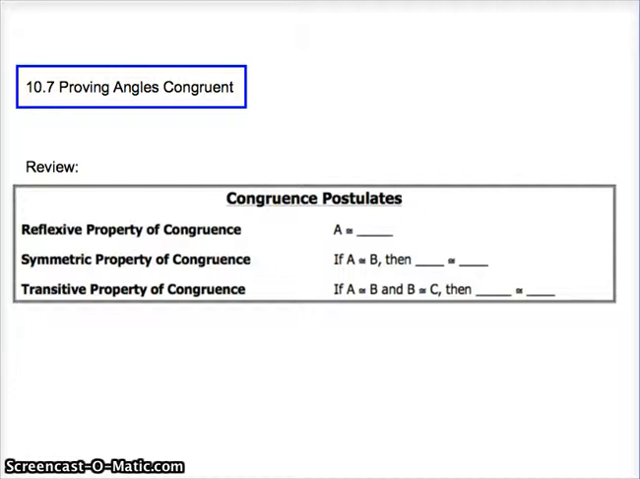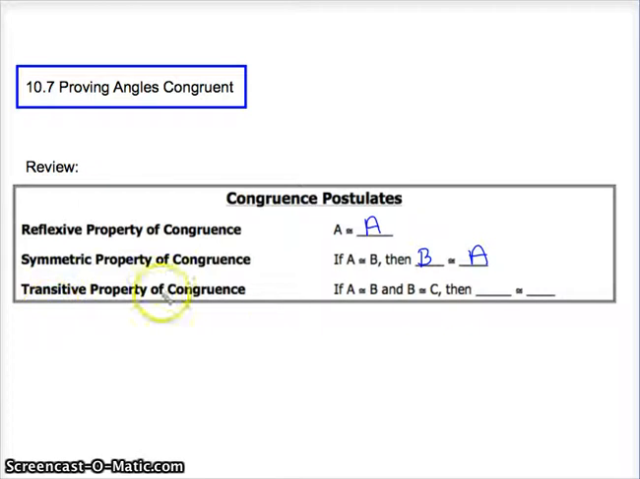So to get us started, let's start reviewing. I want to talk about the reflexive, symmetric, and the transitive property of congruence. To begin with, the reflexive property of congruence states that A is congruent to, wait for it, A. All right? Seems obvious, but it'll come in handy later on. The symmetric property of congruence says that if A is congruent to B, then B is congruent to A. We can do the old switcheroo.